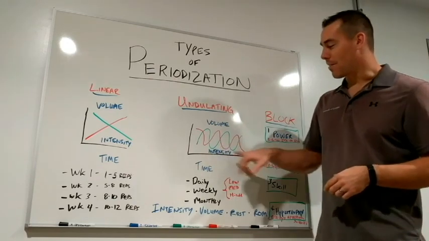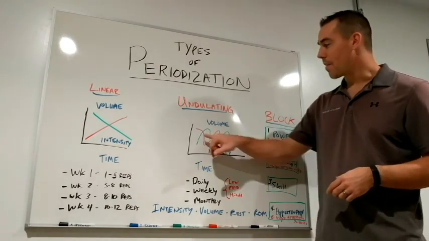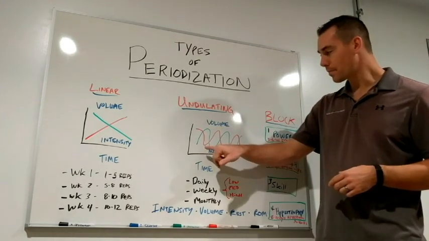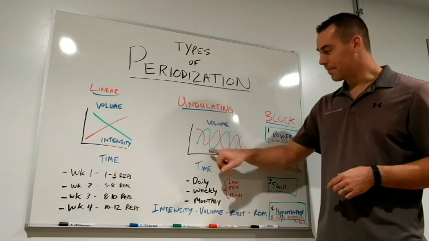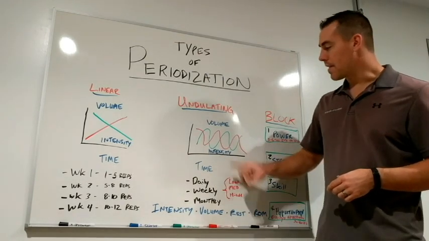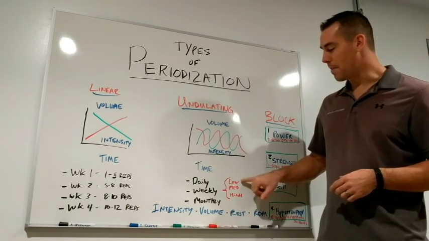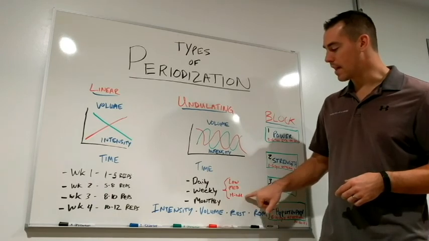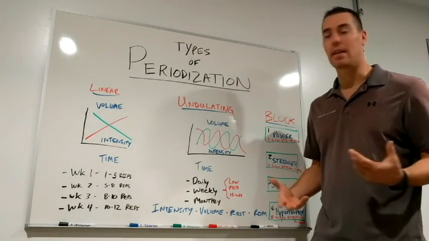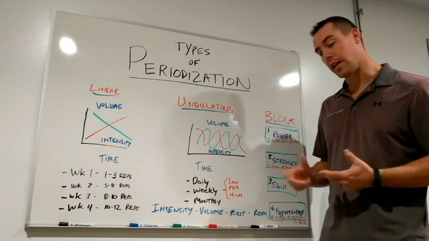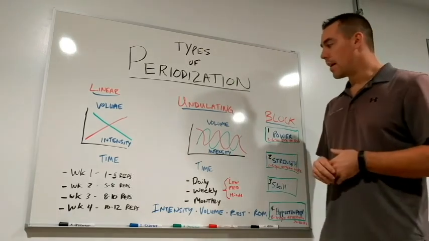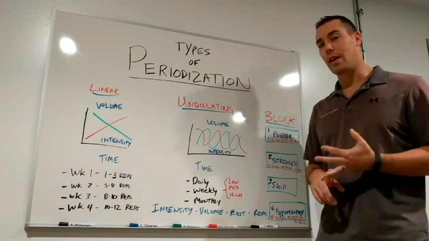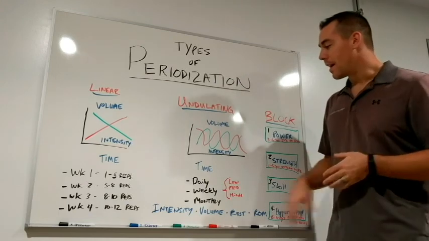So this graph's kind of hard to read, but the red line represents volume. So we might have a low or lighter strength day, and then we have a medium day. So this might be Monday, Wednesday, Friday: a low intensity Monday, medium intensity Wednesday, and then Friday would be higher, heavy loads. Again, you can interchange those, do those however works. There's no right or wrong with this, it's just what's more efficient and what creates the best success.